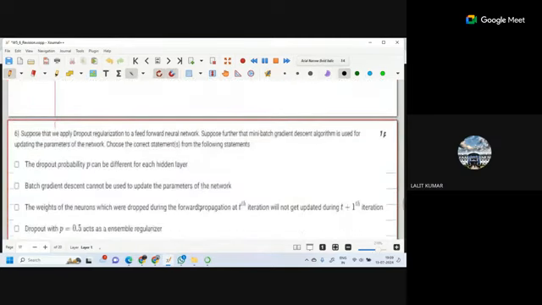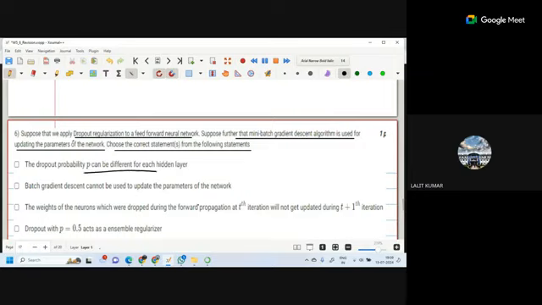Suppose that we apply dropout regularization to a feed-forward neural network. Suppose further that mini batch gradient descent is used for updating the parameters. Choose the correct statement. The dropout probability P can be different for each hidden layer. Yes, but how does mini batch make a difference?